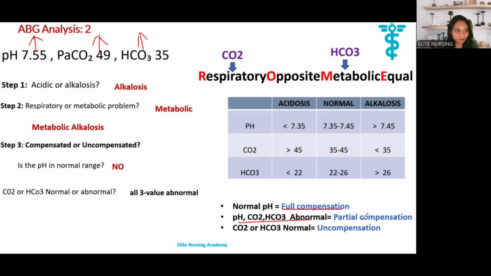This is a metabolic problem. The lungs are trying to compensate, but this is not fully compensated because the pH is not normal. They are not successful in bringing the pH to normal. So this is partially compensated. All three values are abnormal, partially compensated. They are trying, but it's not fully compensated yet. So our answer is metabolic alkalosis, partially compensated.